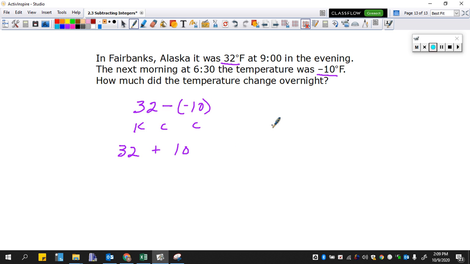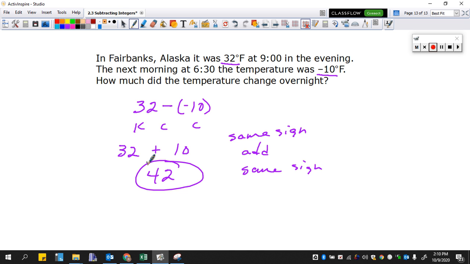So 32 plus 10, they're both positive. So the signs are the same sign. So that means we just add and give it the same sign. 32 plus 10 is 42, and give it the same sign. So it's a +42. So that temperature changed 42 degrees. That's a big temperature change.